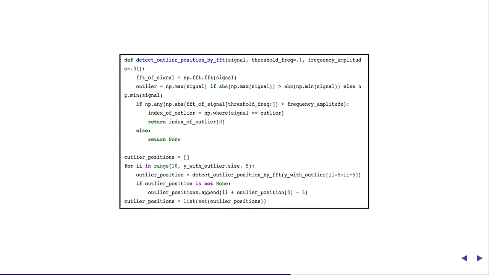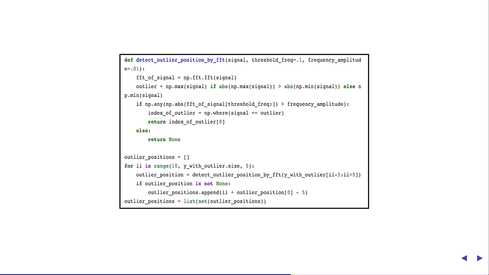This is the Python implementation of the algorithm. In here we also have the frequency amplitude in order to capture how much of the original component we want to get, but the implementation is relatively straightforward. The second part is just the sliding window case. We are just looking at a window, getting the outlier positions, and then returning them.